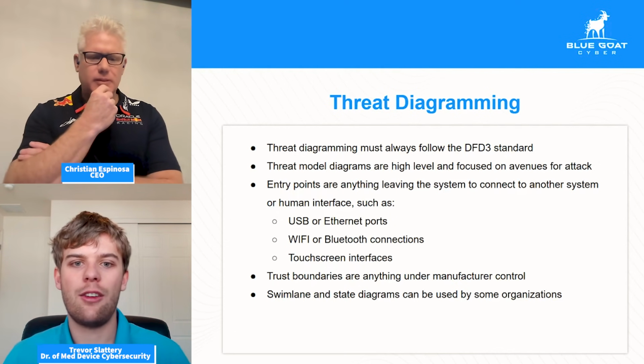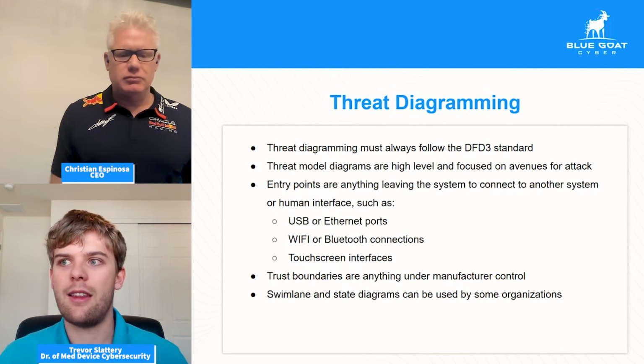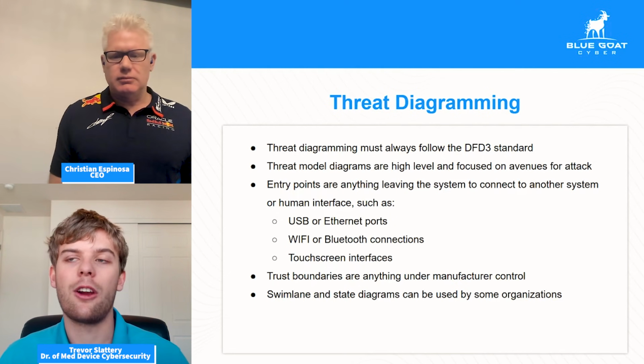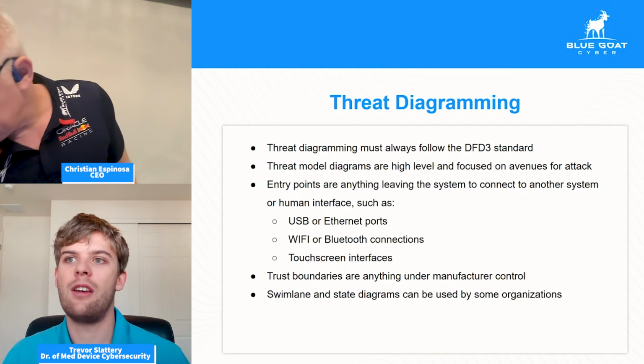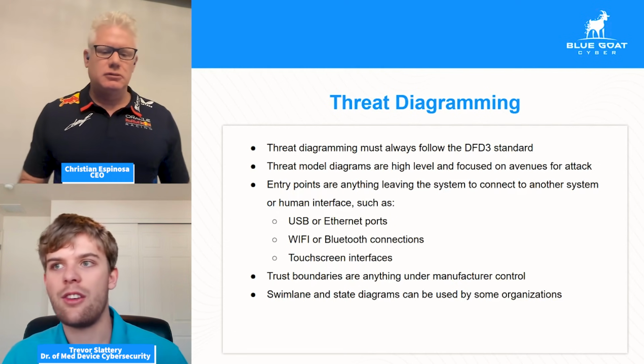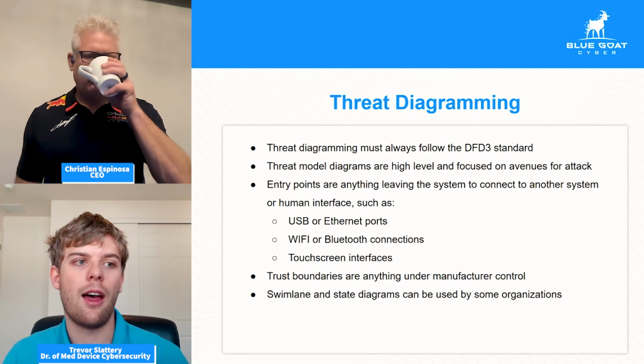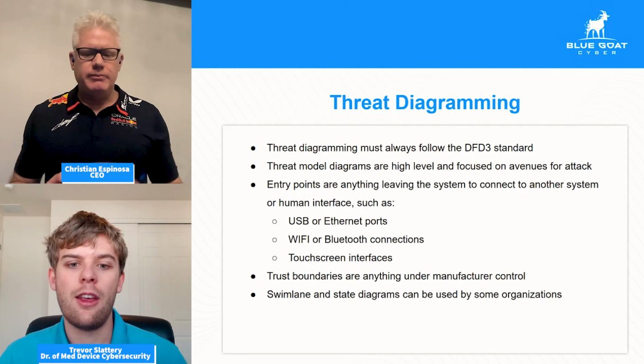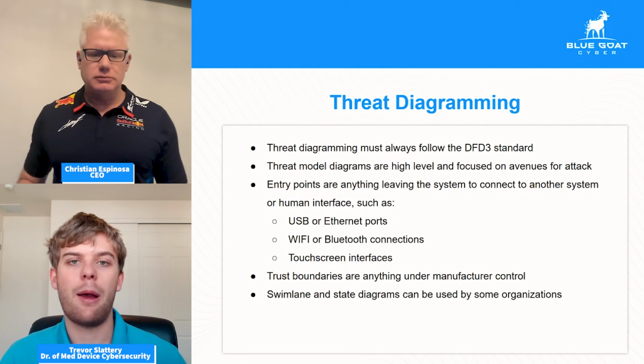So when we're looking at diagrams, typically this is in the view of an architecture diagram. So an architecture diagram represents a device. You can look at a device, understand what's going on there. But this can be in a few different ways as well. Swim lane and state diagrams are popular as well.